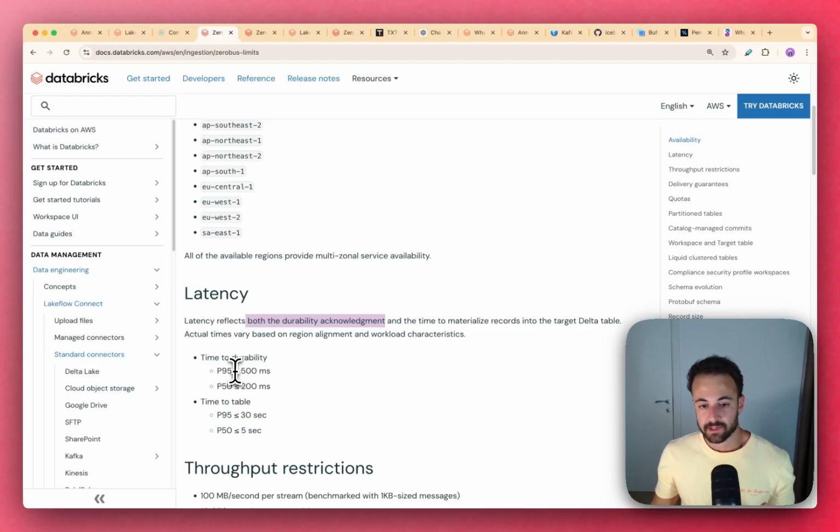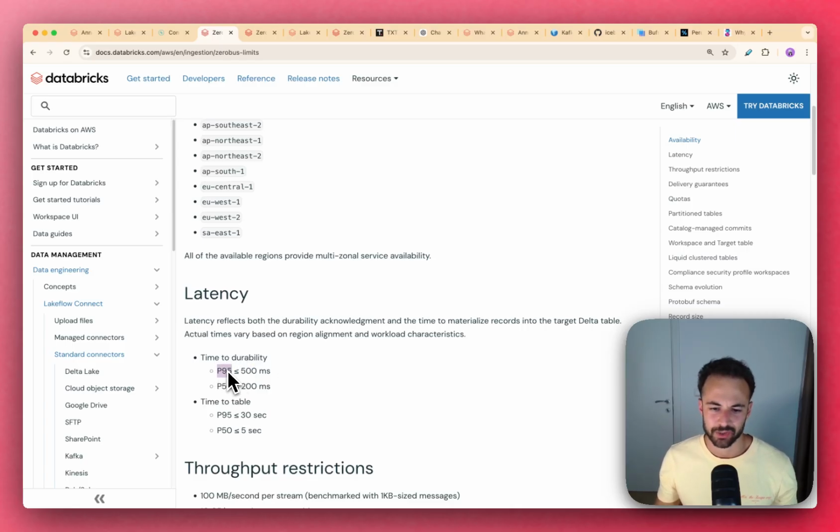Now, time to durability, which you can look at as the Kafka write. The P95 is less than 500 milliseconds and the P50 is 200 milliseconds. Well, that's pretty high for a bus. 200 milliseconds of P50. Kafka can do something like 10 milliseconds, 5 milliseconds here. And the P95, I guess, at least is not that bad compared to the P50, because a badly managed Kafka cluster can also go over 500. But this is P95 actually, not P99.